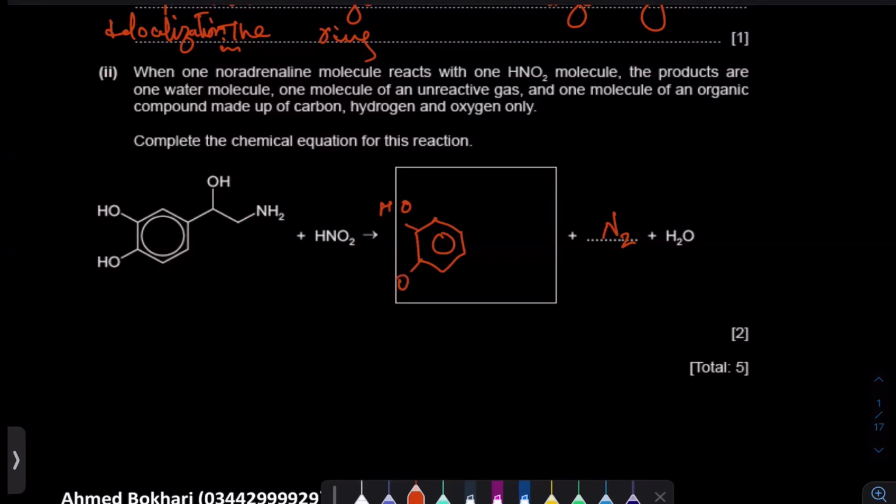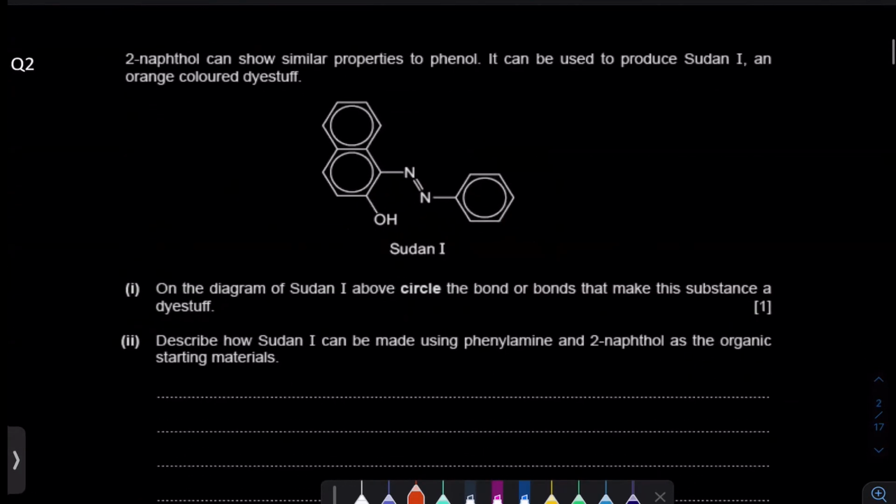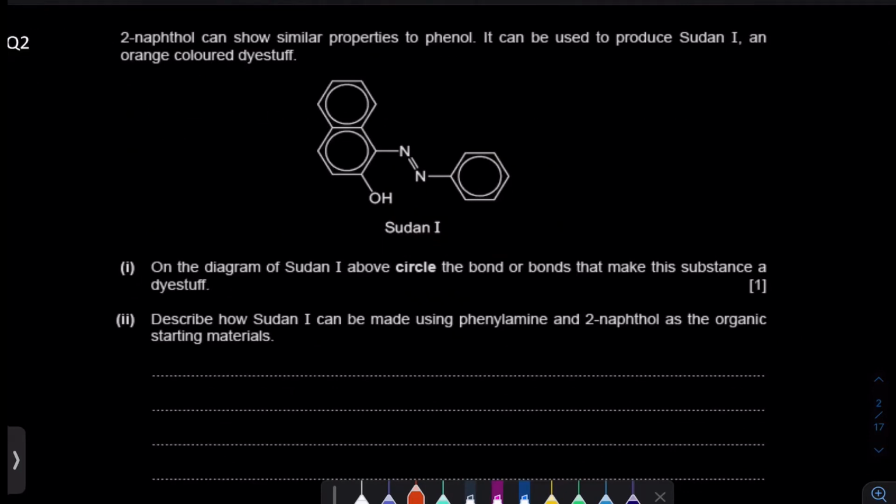OH, OH, OH, and OH. Okay. 2-naphthol can show similar properties to phenol. ठीक है. Phenol, it is used to produce Sudan 1 and orange colored dye stuff. Okay, ठीक है. On the diagram above, circle the bond that makes this substance a dye stuff.